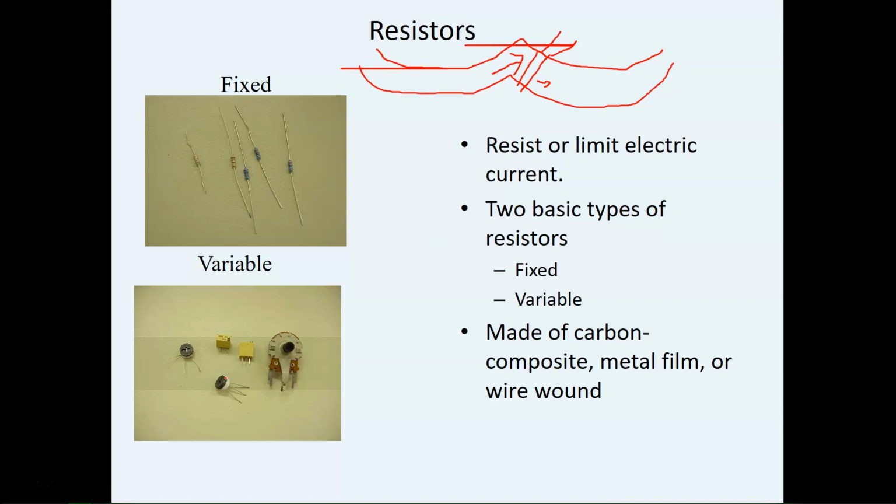These are actually what are known as things like potentiometers and rheostats. The ones you see pictured are potentiometers. And these have a variable resistance. Another thing you might have heard them called is a variable speed control.